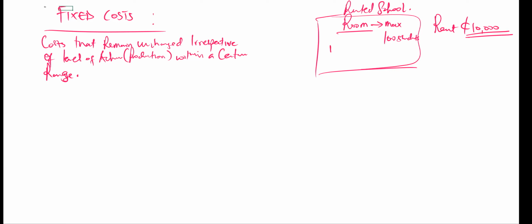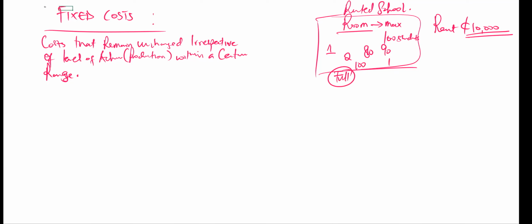So let's look. If I bring one student, how much would I pay? I'll still pay 10,000. If I bring 2 students, 10,000. If I bring 80 students, I'll still pay 10,000, right? Rent. If I bring 50 students, I'll still pay 10,000. If I bring 100 students, I'll still pay 10,000. But the room is what? The room is full. True or false?